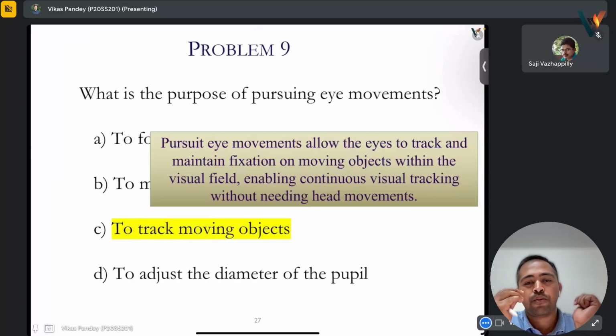Enabling this enables continuous visual tracking without needing head movement. Like if something comes in my visual plane, I see it there, and then it goes like this. Without head movement, my eyes will move with it. That is the pursuit eye movement.